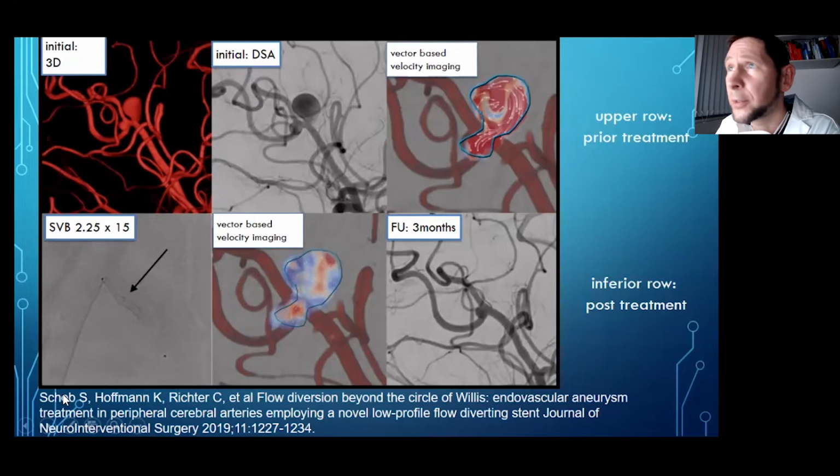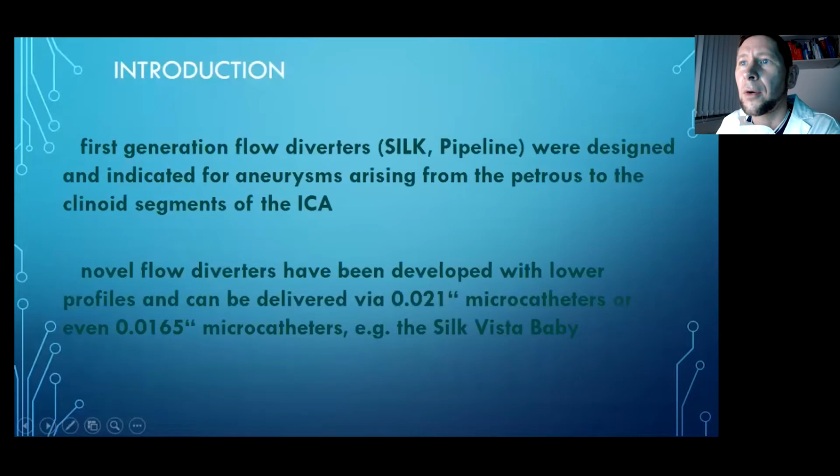We published our first results with the Silk Vista baby in 2019 in JNIS, and this is what I'm talking about today, we published the follow-up results quite recently in Frontiers in Neurology. The first generation flow diverters like the Silk or the Pipeline were actually designed and indicated for aneurysms arising from the proximal ICA, such as the petrous to the clinoid segment.